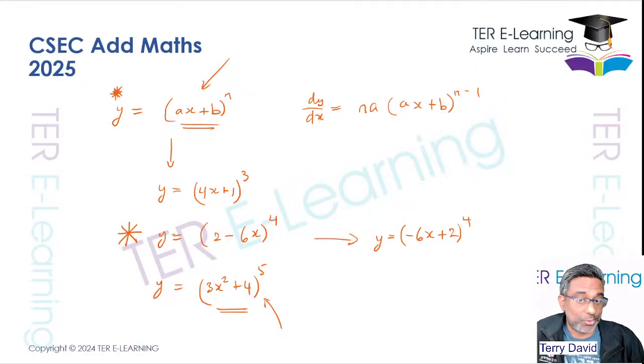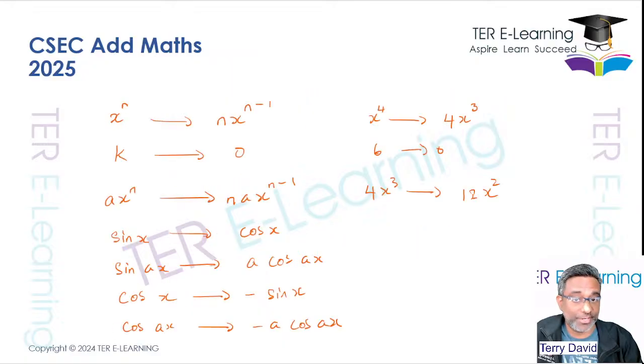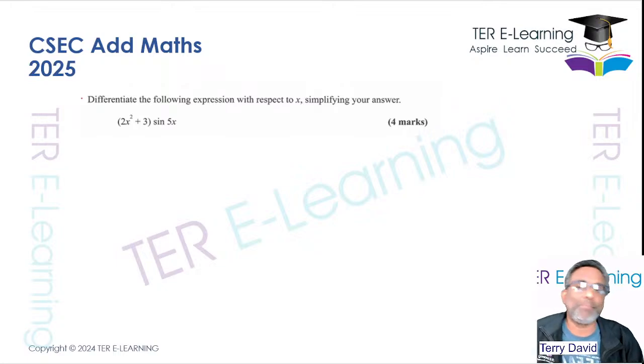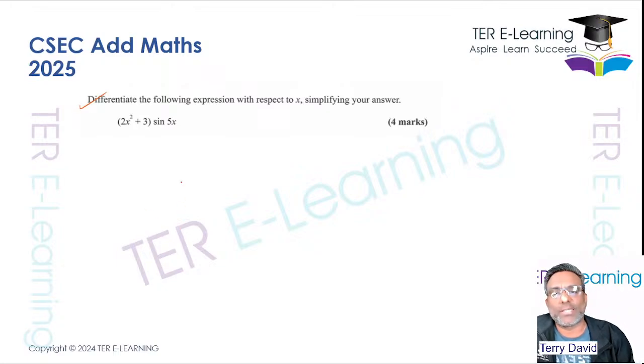So those are some of the basic formulas. For differentiation, these are the formulas that we need to know for the exam. Chances are these things could appear. And then we also have the quotient rule and the product rule as well. So let me just do one or two examples here. These are all CSEC questions, by the way.